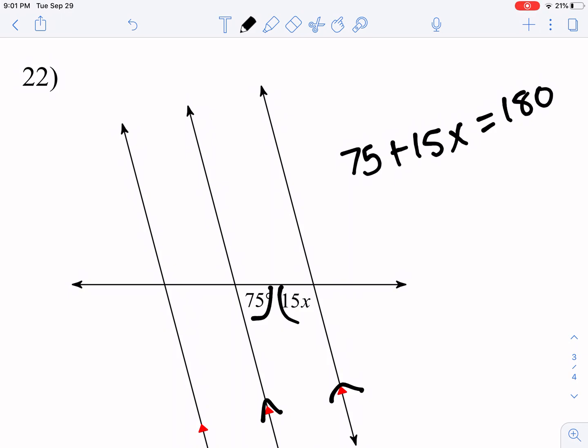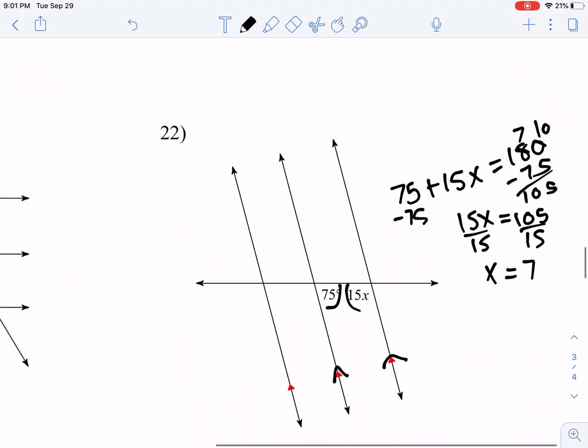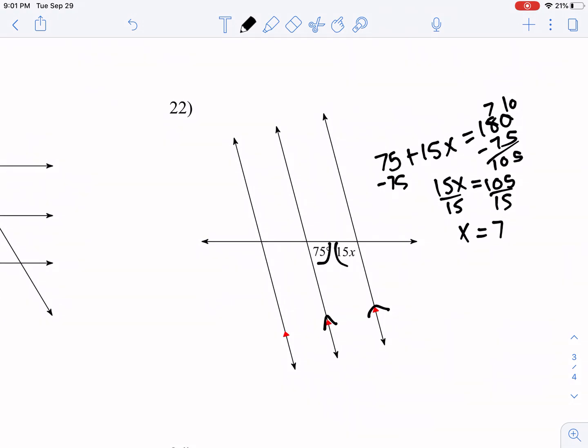Well, again, we can solve for x. I could subtract 75 from both sides, and we get 15x. Carry this out, we get 105, right? So we get 15x is equal to 105. Well, then opposite operation, what do we do to both sides? Divide by 15, and we get x is equal to 7. Okay, so this is just a couple of examples that we can run into that are algebraic.